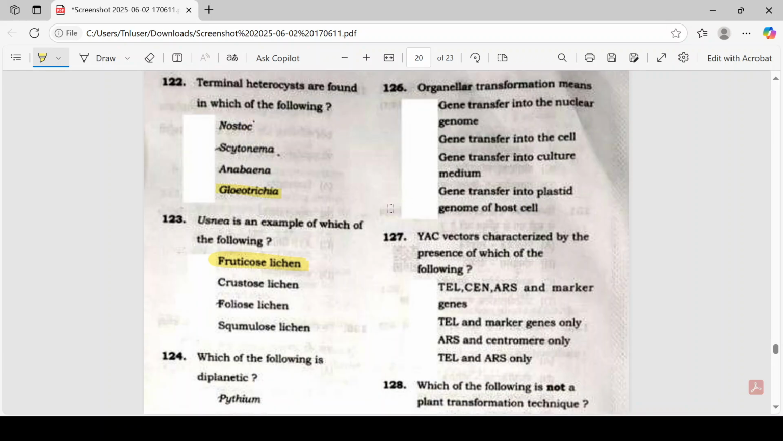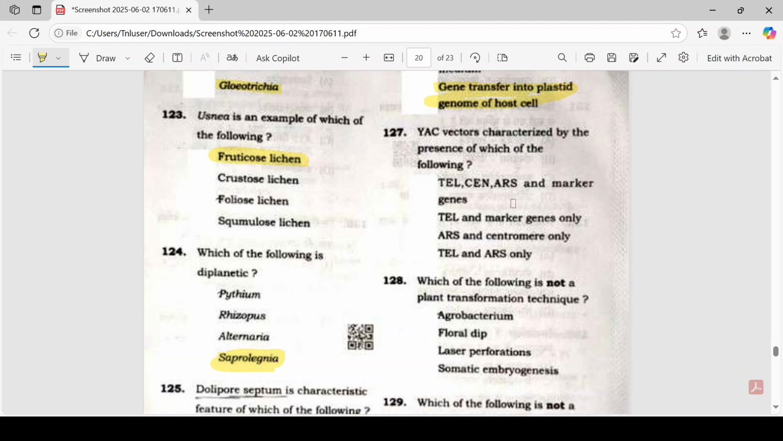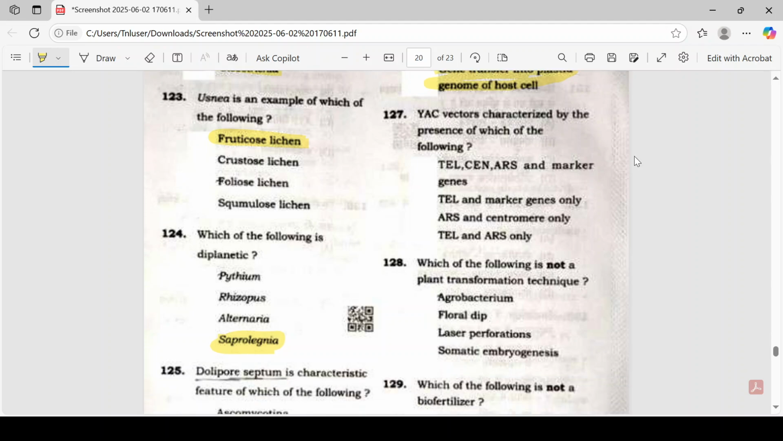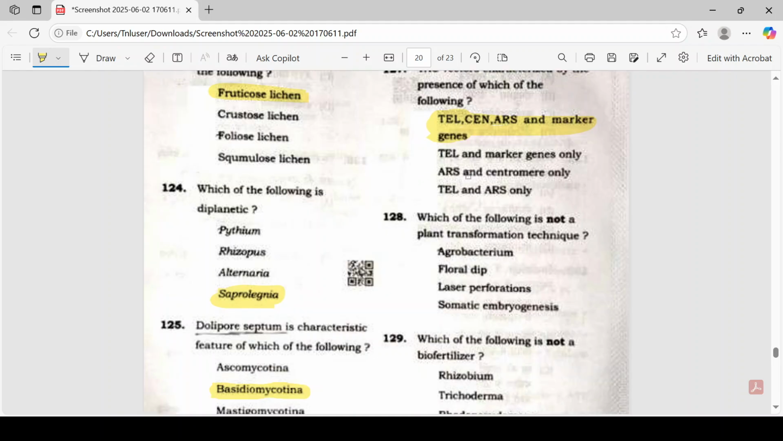Question number 126. Organelle transformation means, so the correct answer over here will be gene transfer into plastid genome of the host cell. It will be the correct answer. Option D for question 126. Question 127. Vectors are characterized by the presence of which of the following? So the correct answer over here will be TEL, CEN, ARS and marker genes. So the correct answer will be your option number A for question 127.